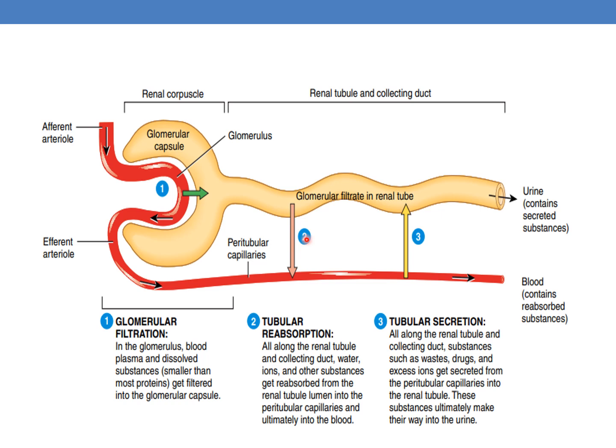So the second step is tubular reabsorption. In tubular reabsorption, the majority of the water, ions and other substances get reabsorbed from the renal tubule into the peritubular capillaries, whereas in tubular secretion, the solutes are secreted from the peritubular capillaries into the renal tubule. So the three steps are, the first step is glomerular filtration, the next is tubular reabsorption and finally tubular secretion.